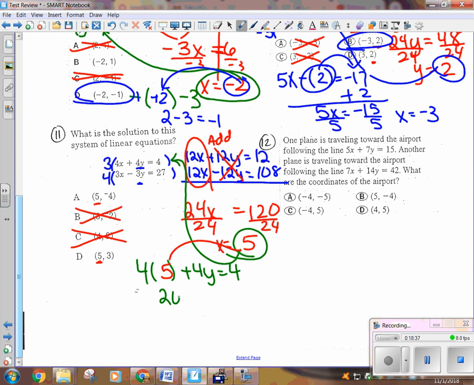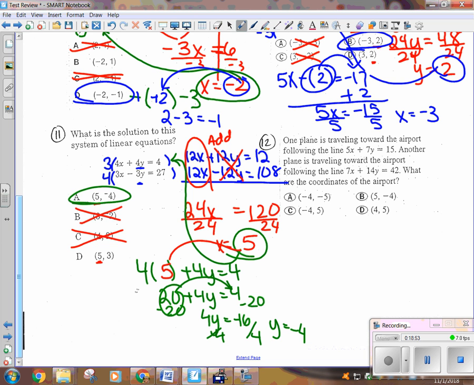So I get 20 plus 4y equals 4. Subtract 20, take that over there, so you have to subtract 20. 4y is equal to negative 16. When you divide by 4, y turns out to be negative 4. So now I know the answer is A.